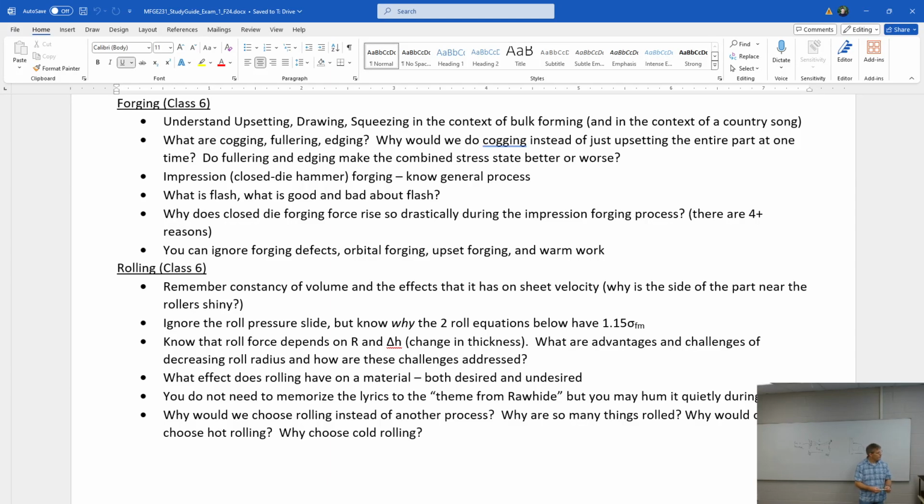All right, then fullering and edging. Edging is pushing out towards the edges. Fullering is pushing to the middle, making it more full, so with a curved die. And the difference between those is the point on the stress sag. They're very different points on the stress sag.